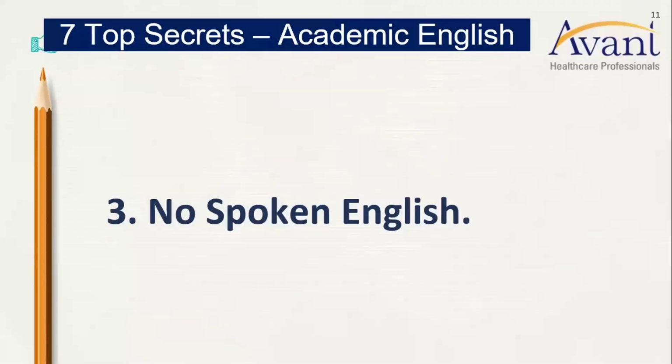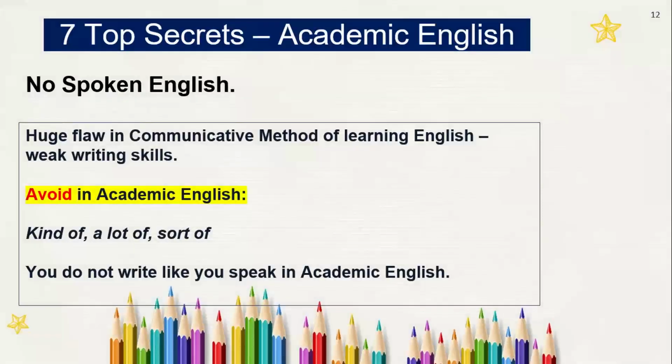All right, number 3, no spoken English. A huge flaw in the communicative method, which is used in ESL classrooms, English classrooms around the world, is to focus on speaking. And there's less focus on writing, and maybe even vocabulary is not even a priority, unfortunately, in a lot of classes. Of course, this doesn't help you when you go and take the IELTS or TOEFL test. You need the vocabulary, and you also need to be able to write in English, to communicate in English.